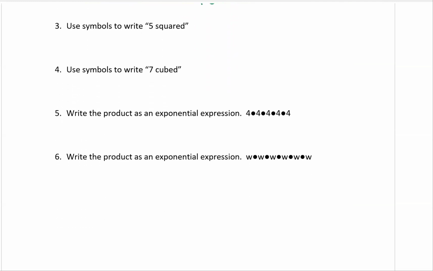Number 3, use symbols to write 5 squared. Your base is 5, and your exponent is 2. Squared means 2. Number 4, use symbols to write 7 cubed. 7 is your base, and cube means 3, so 3 is your exponent.